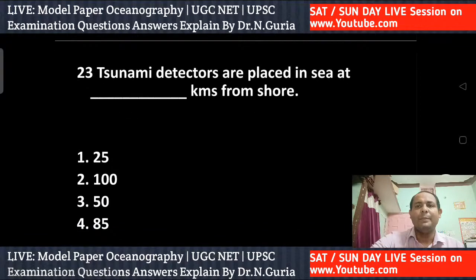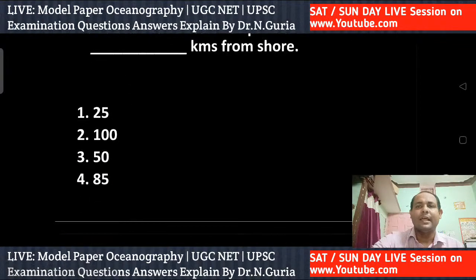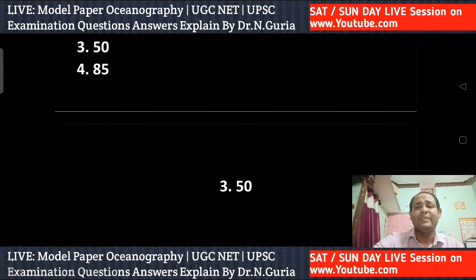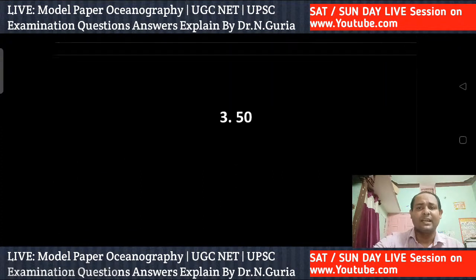Tsunami detectors are placed at how many kilometers from the shore? The options are 25, 100, 50 and 85 kilometers. The coastal tidal gauge can detect a tsunami closer to shore, and tsunami detectors are placed at 50 kilometers in the sea from shore, linked to land by submarine cable, giving warning in time. So definitely 50 is the correct answer.